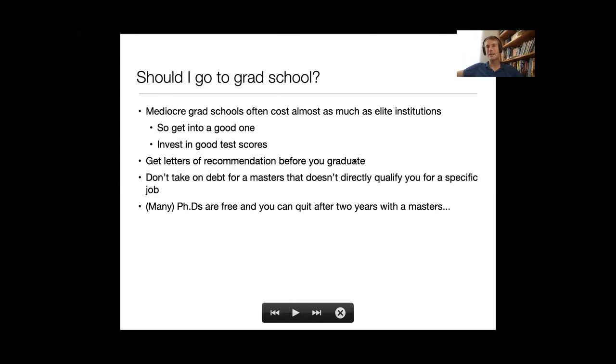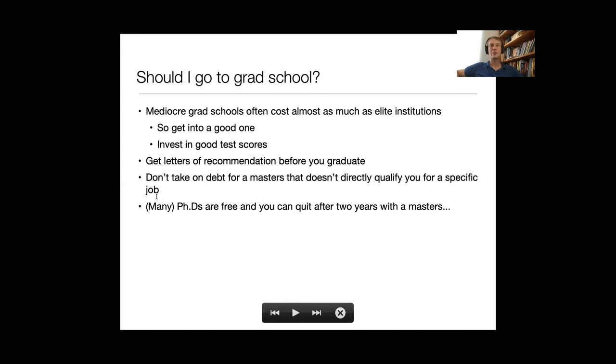Okay, so get letters of rec before you graduate, even if you're not 100% sure you're going to go to grad school. Get those letters on file before you graduate, because then they can always add a paragraph or two 3 years later about what you've been up to since. But the key details and anecdotes that really make a letter pop, those are already on paper for them. They're not going to forget it.